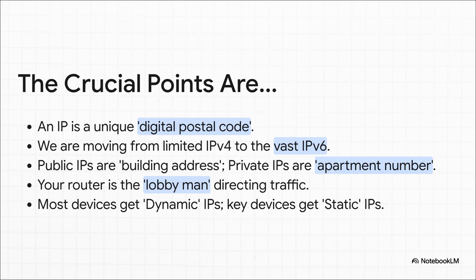Okay, so let's tie this all together. Here are the key things to remember. 1. An IP address is your device's unique digital postal code. 2. We're all slowly moving from the old, limited IPv4 system to the practically infinite IPv6. 3. Think public IPs as the building address and private IPs as the apartment number. 4. Your router is the lobby man, making sure mail gets to the right apartment. And 5. Most of your devices get a temporary hotel room address, while important stuff gets a permanent office address.